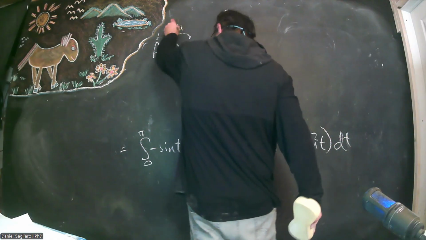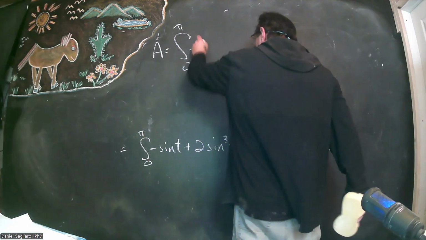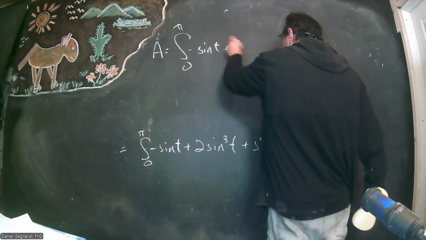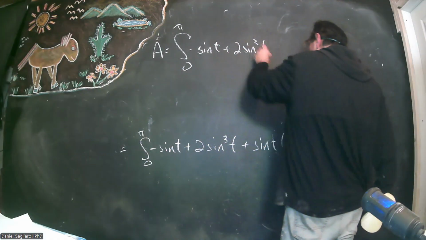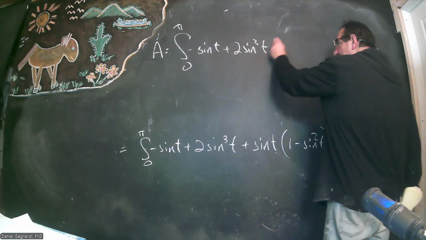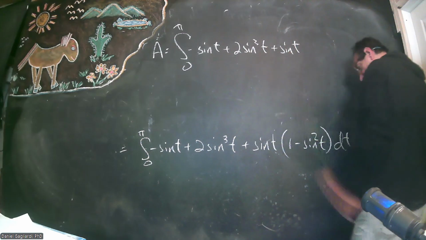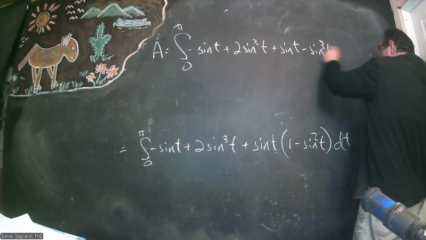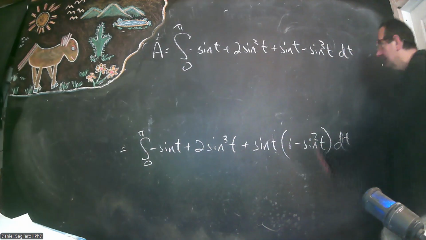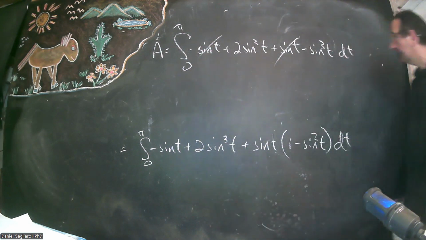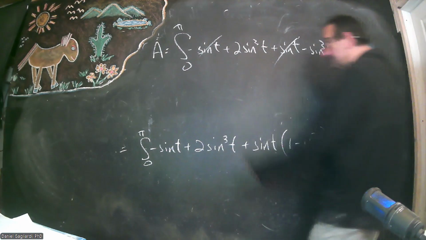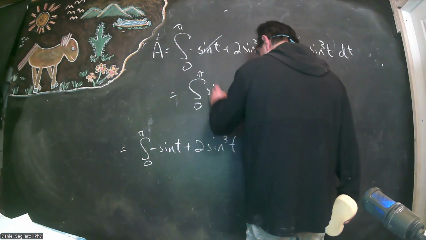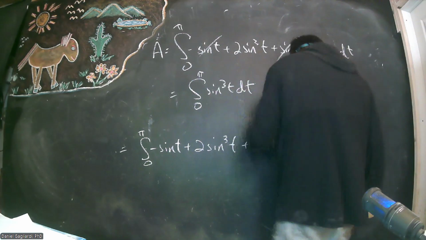All right. So popping back up here, we have that A is the integral from 0 to pi of negative sine of t plus 2 sine cubed of t, plus sine of t. That's a happy thing, isn't it? And then minus sine cubed of t. Well, that's a happy-ish thing too. So good. We have a little cancel fest. And 2 sine cubed minus sine cubed is just plain old sine cubed t dt. Now we're on familiar ground.